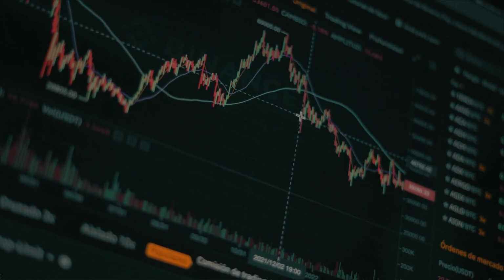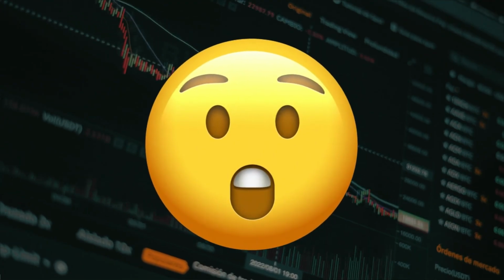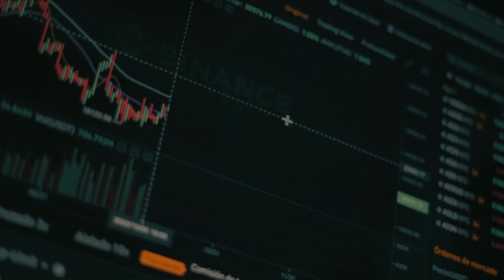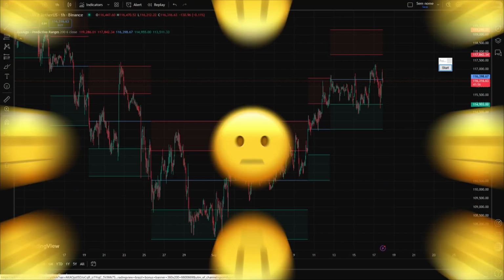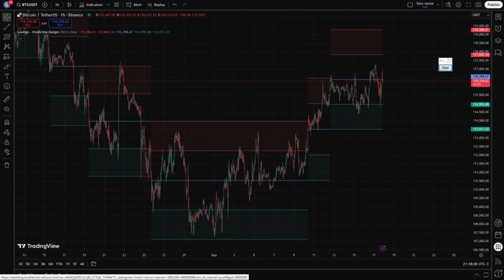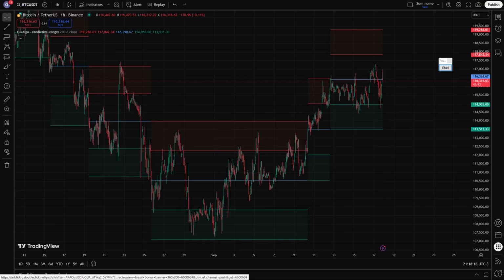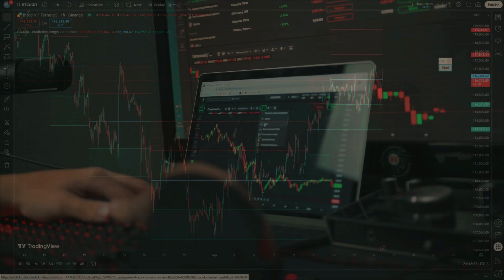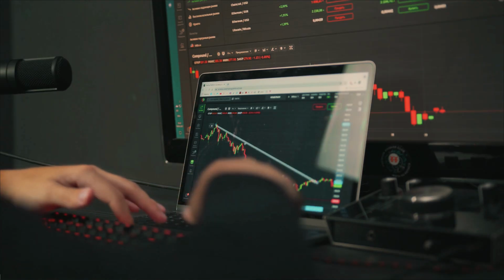Have you imagined an indicator that predicts where the price will stop or break out? It exists. There's a free tool here on TradingView that does exactly that. It identifies the most likely levels of support and resistance and even helps you know the direction of the trend. Today, I'm going to show you how to use this indicator, the predictive ranges by Lux Algo, to find extremely precise entry opportunities. Stay until the end. I'll share a complete strategy to maximize this indicator's potential.